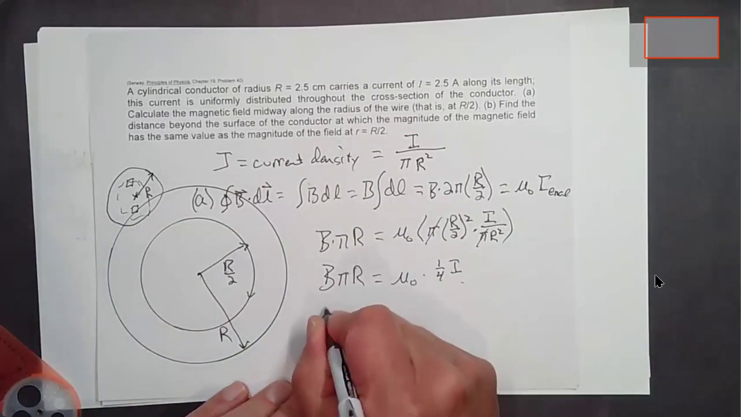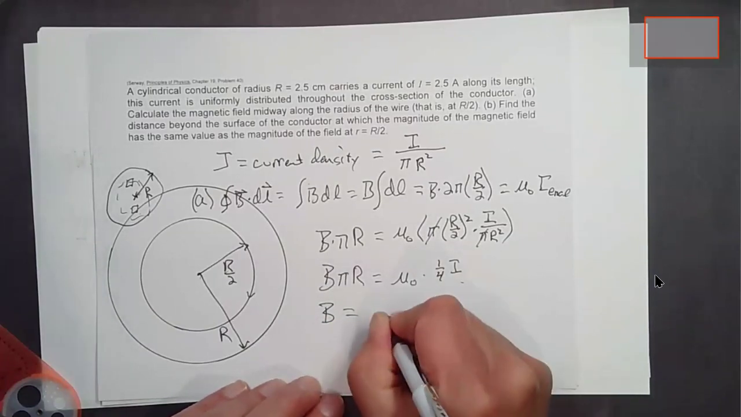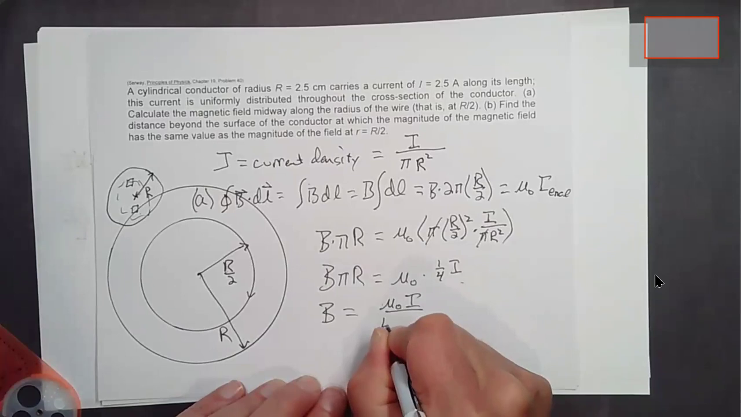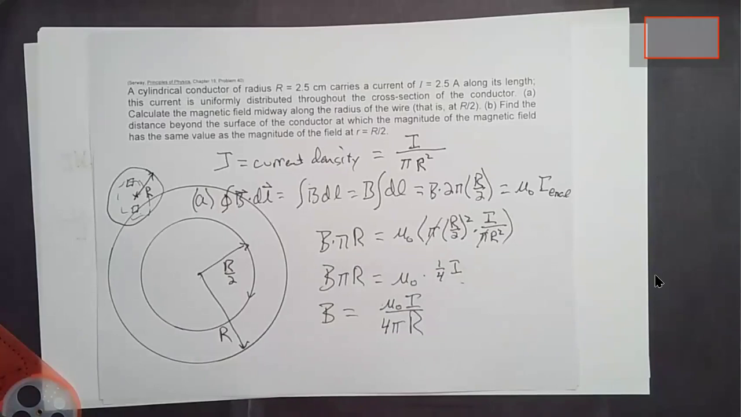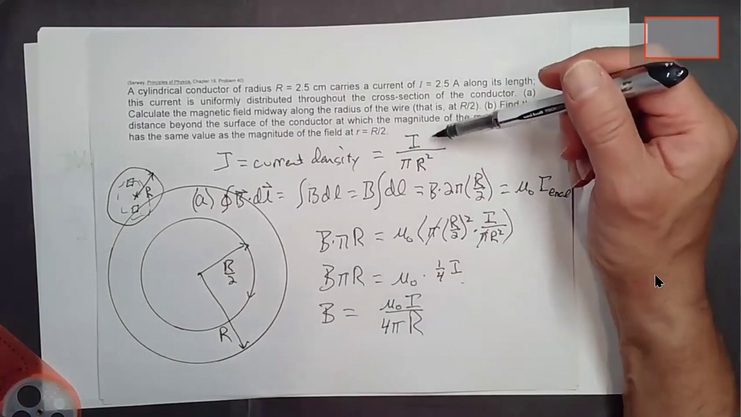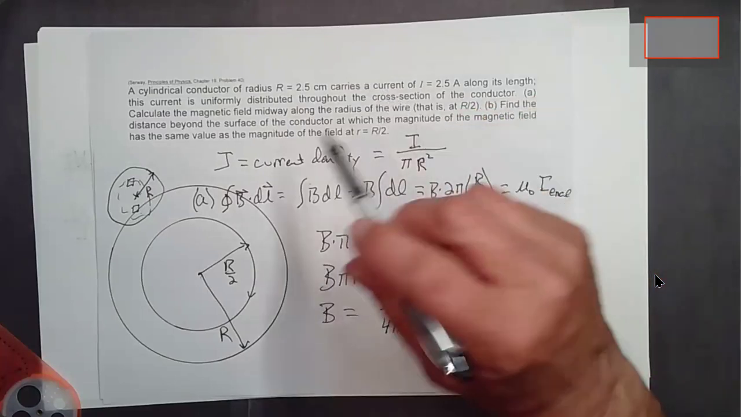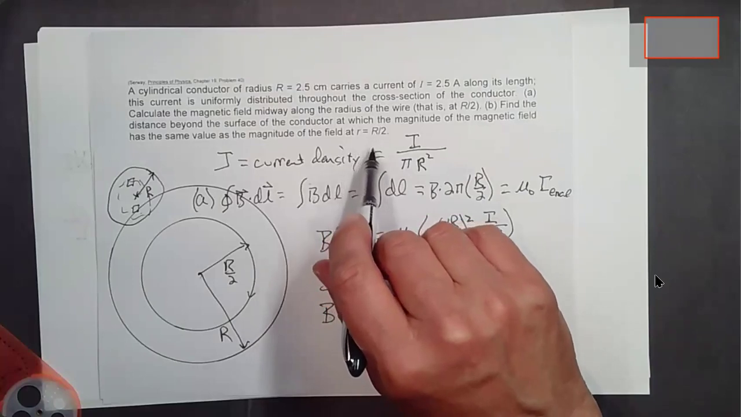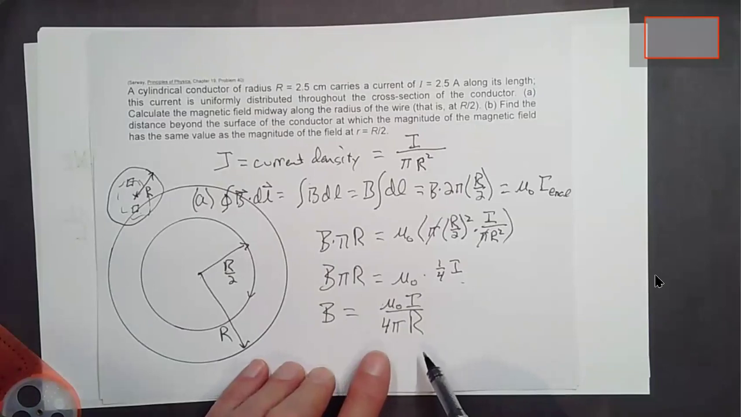So anyway, the magnetic field there is going to be, let's see, mu naught times I divided by 4 pi capital R. So that's what it would happen to be. And then find the distance below the surface of the conductor at which the magnitude of the magnetic field has the same value as the magnetic field at R over 2.